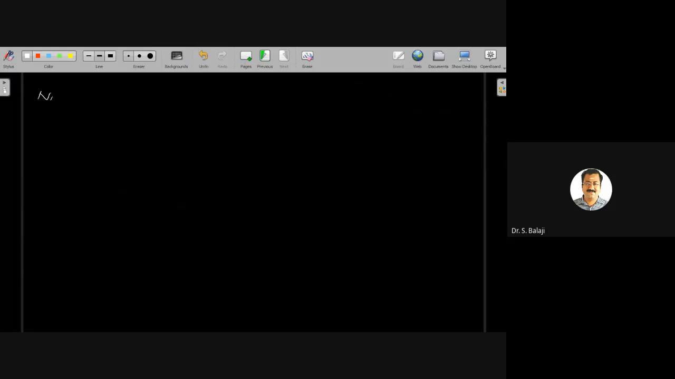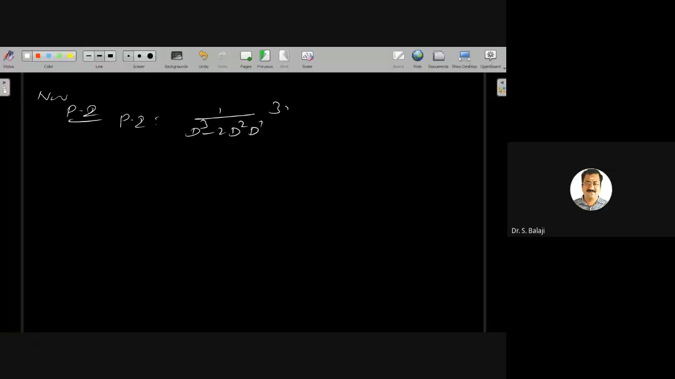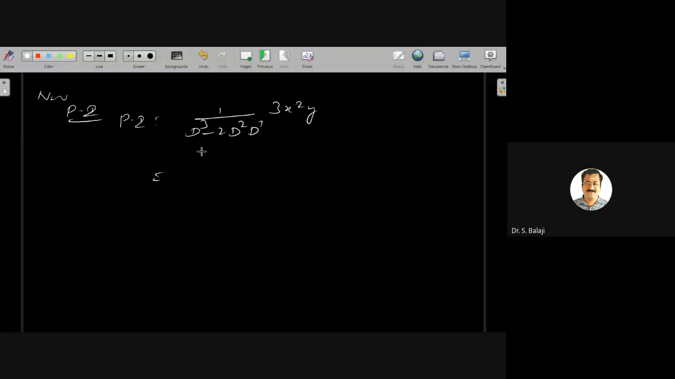Then you can get the particular integral: 1 by d cube minus 2d dash of 3x square y. You have to take the highest power of d as a common element. D cube is here, so you have to take d cube as a common element.